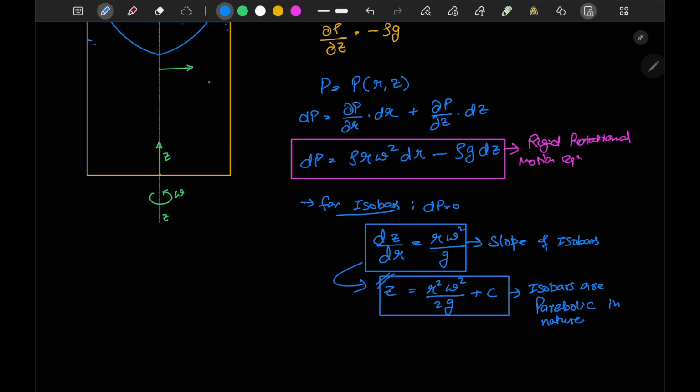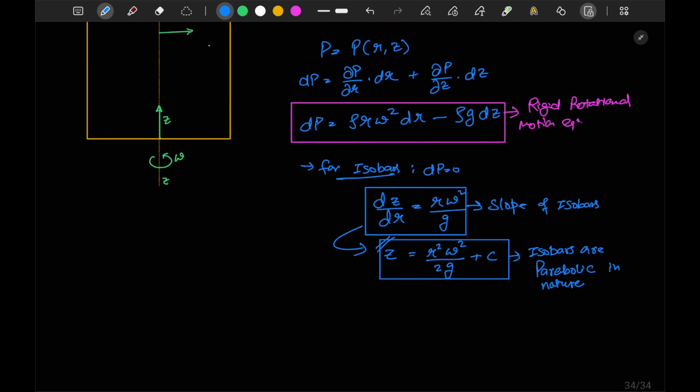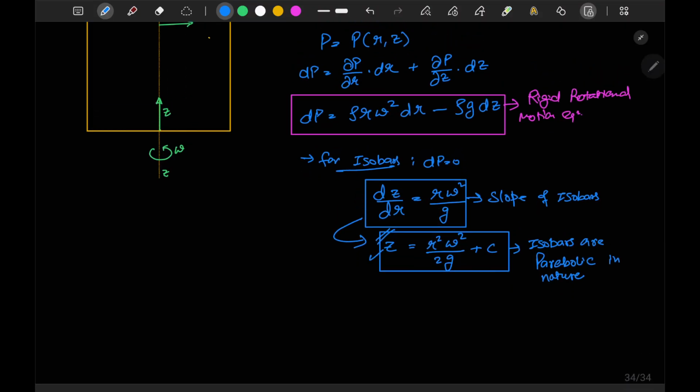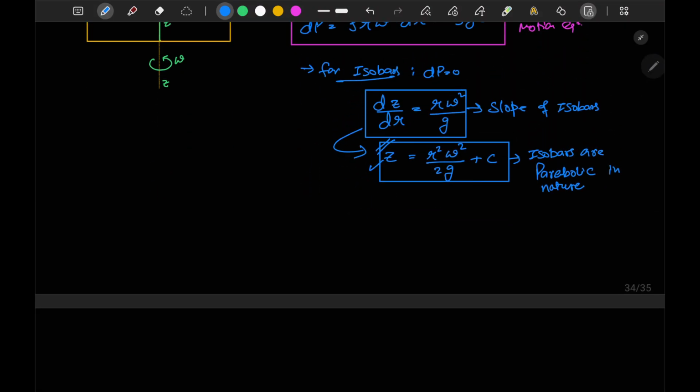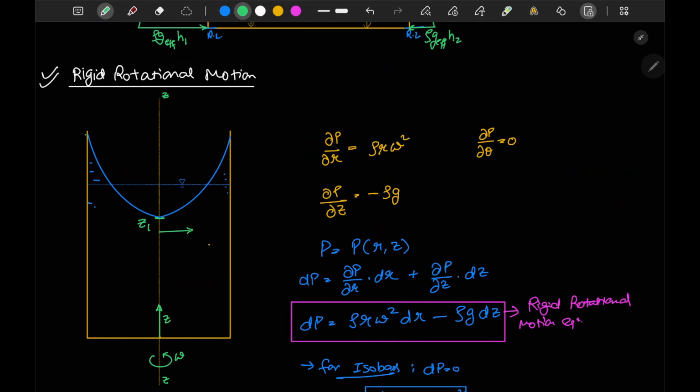I hope you get this point here. So from this equation we can write one thing. We know that at r or z equal to, let's say this is your z1, and this location let's say is your z2.